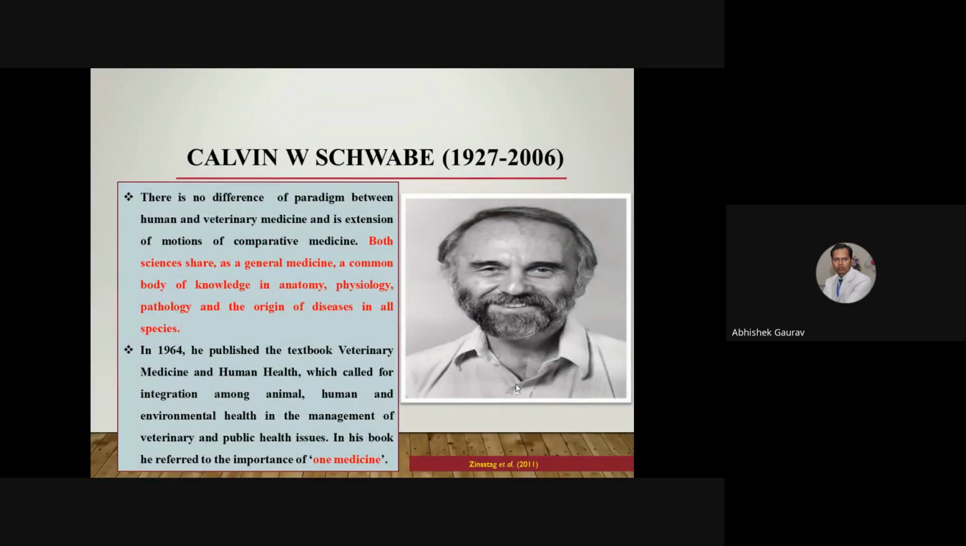Then came Calvin Schwabe. Calvin Schwabe, in his book, gave the concept of One Medicine. He said that both the sciences, the medical as well as the veterinary sciences, share a common body of knowledge in anatomy, physiology, pathology, and in the origin of disease. They might be different, but the basic concept is the same in veterinary as well as in human science.